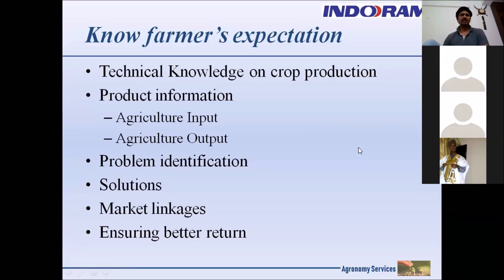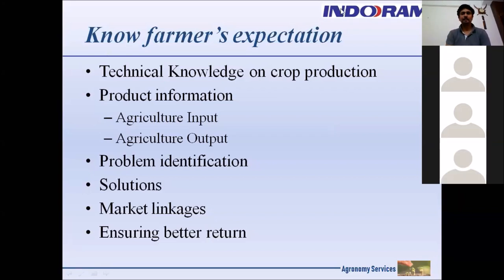But as a person who is going to deal with that, you need to fulfill his expectation in terms of what crop, what variety, what is the time of sowing. So all this technical knowledge for crop production, the farmers are expecting from you, though sometimes he is going to validate his existing knowledge. So you need to be clever enough to understand his expectation and respond accordingly.